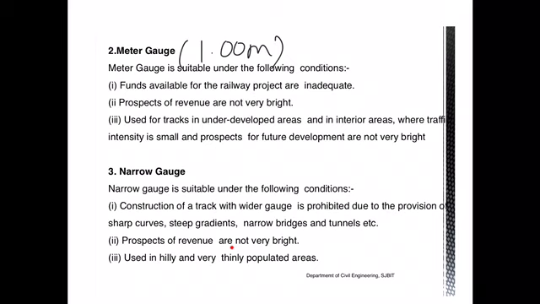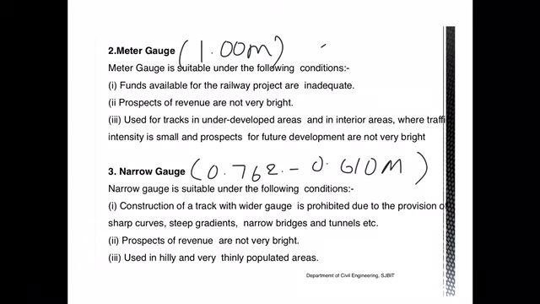And the last one we have is the narrow gauge. In the narrow gauge we have the width restricted to 0.762 to 0.610 meters. This particular width will be provided only when there are constructional difficulties. Whenever it is not at all possible to construct either the meter gauge or the broad gauge, only then will we go for the narrow gauge.